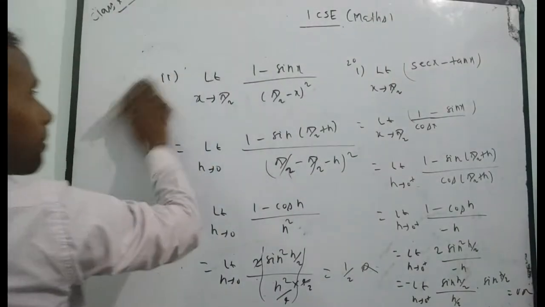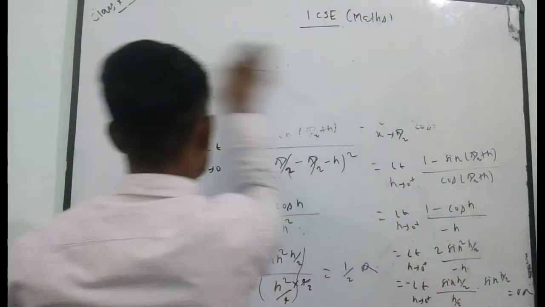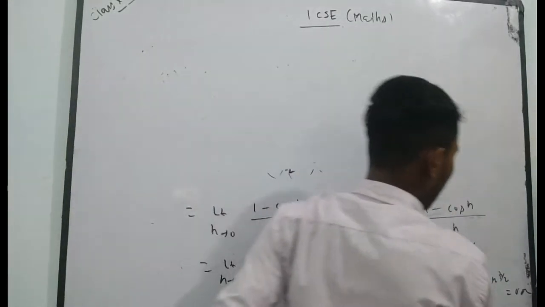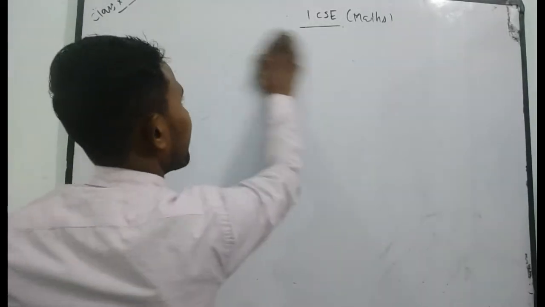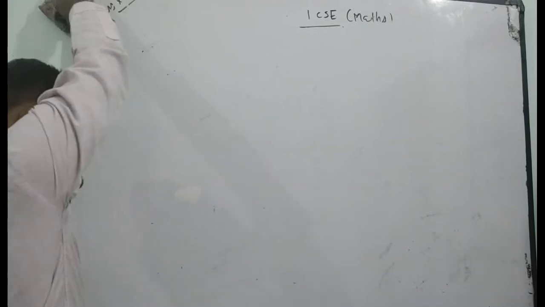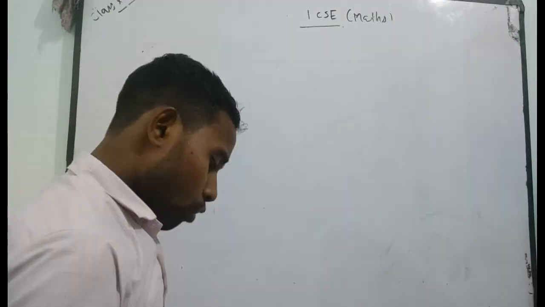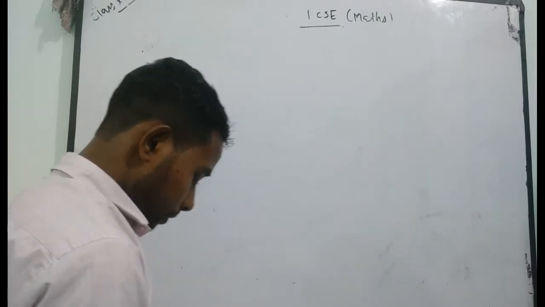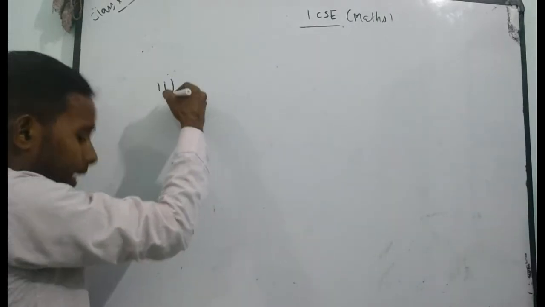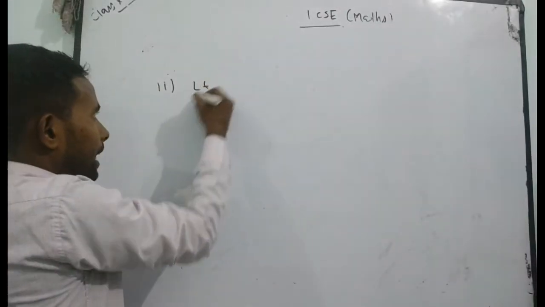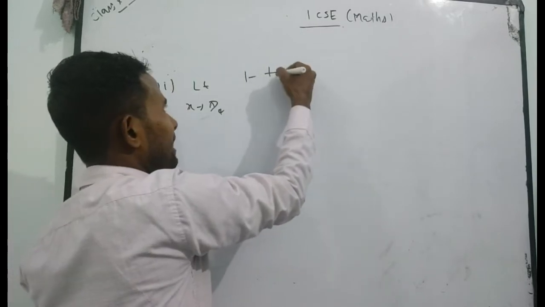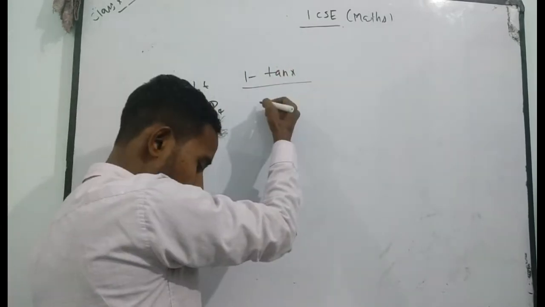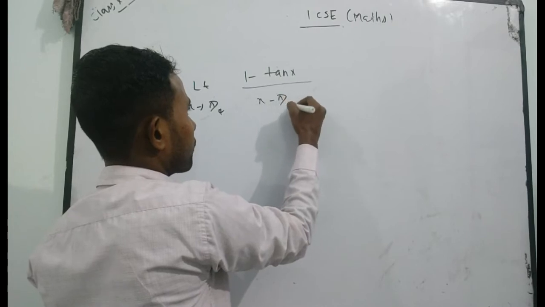Again take the next problem. 0 is a real number, so the limiting value of this expression exists. Now again take the next problem. In the next question, the second: limit x tends to pi by 4 of (1 minus tan x) divided by (x minus pi by 4).